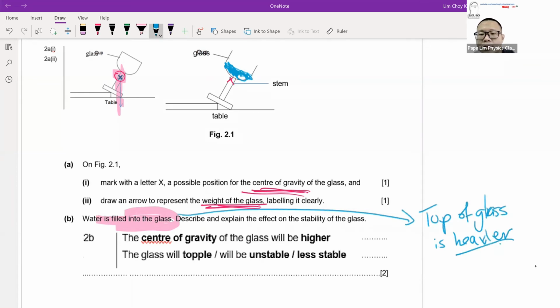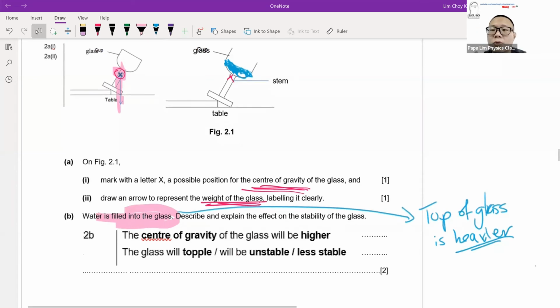So what you do for CG is make sure that all parts of both sections or both lines of CG will be a point whereby all the masses are equally distributed. And because now the top is heavier, the CG will no longer be at this location, and as a result, the CG will actually be higher. So if I fill it with water, the CG will move higher.